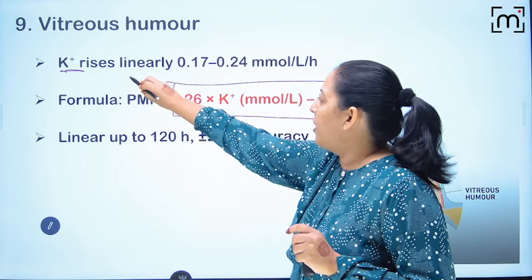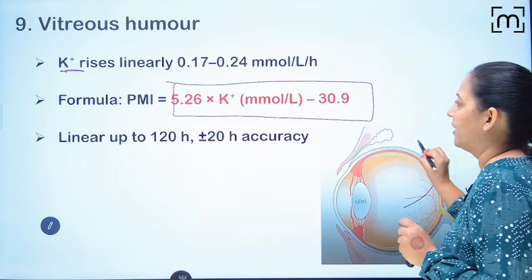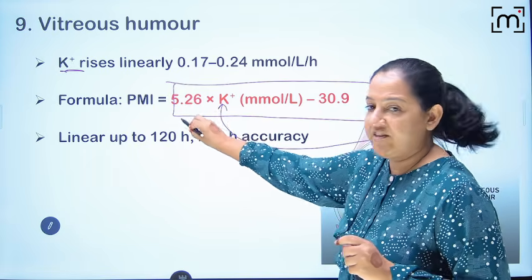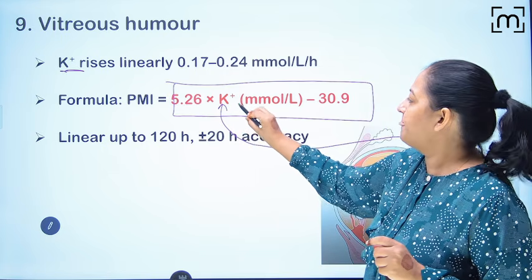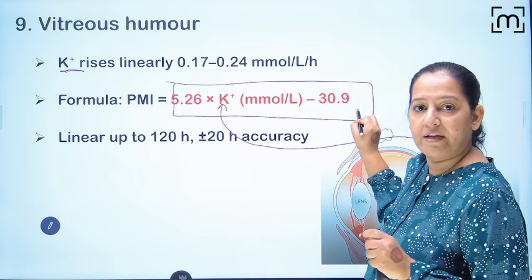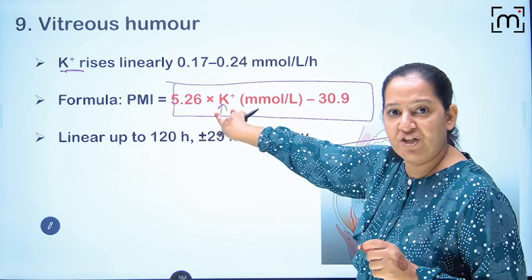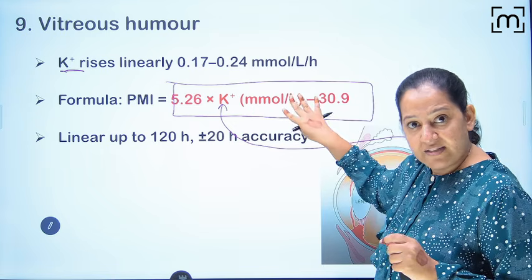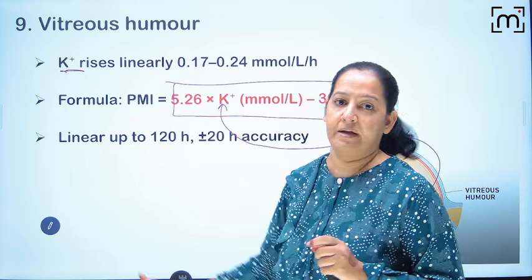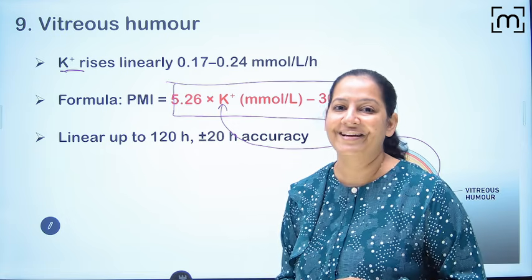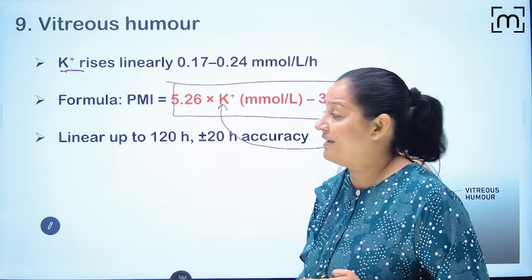Whatever is the amount of potassium present in the vitreous humor, you just multiply here 5.26 into the potassium, minus 30.9. Whatever the value, first you do this multiplication, then minus 30.9. Whatever is the answer, that is the PMI. It is an approximate formula, not exact. That is the hours passed till death. It will be in hours.